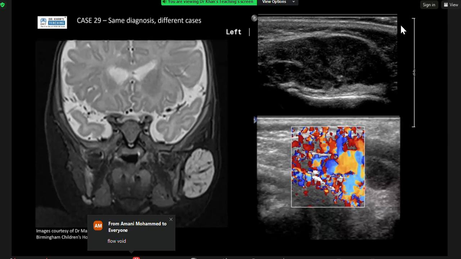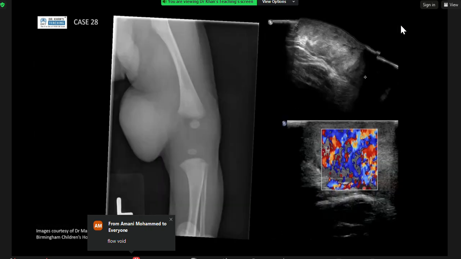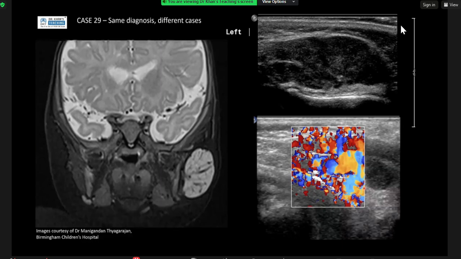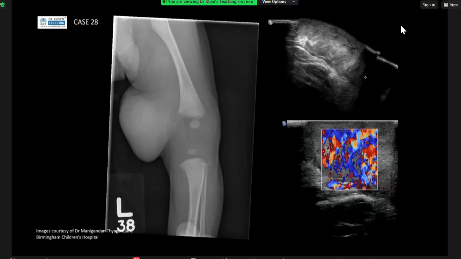Okay, so I said this is the same diagnosis. So you've gone from possible hemangioma to liposarcoma. What do you think it is? So same diagnosis, just different cases. You're going with liposarcoma, or are you going with hemangioma? I think hemangioma. Yeah. Okay, so these are hemangiomas.